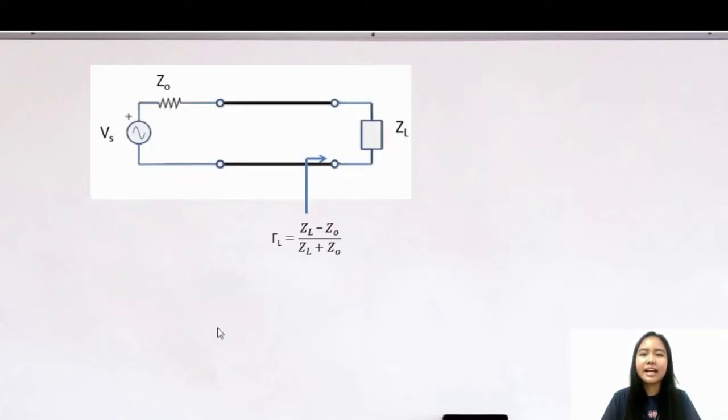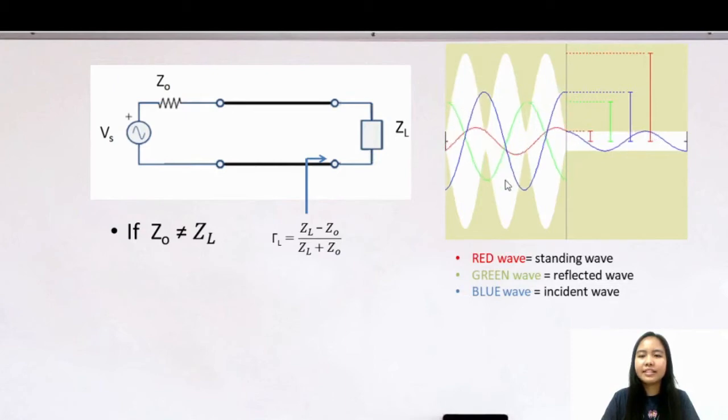Consider a transmission line having a characteristic impedance ZO and a load impedance ZL. We all know that if ZO is not equal to ZL, this will result in mismatched impedances. Mismatched impedances will result in some fraction of the voltage being reflected back to our source, according to the reflection coefficient represented by gamma L, which is equal to ZL minus ZO all over ZL plus ZO. We can understand it better with this illustration.